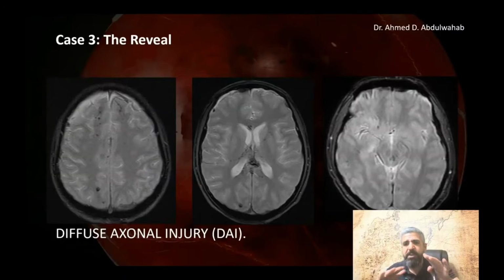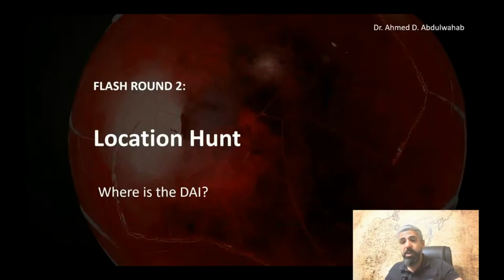The black dots tell the real story, usually at the sites where the gray matter meets white matter, and at the corpus callosum, and even in the brain stem. So keep that in mind. Now, let's go to the next flash round.